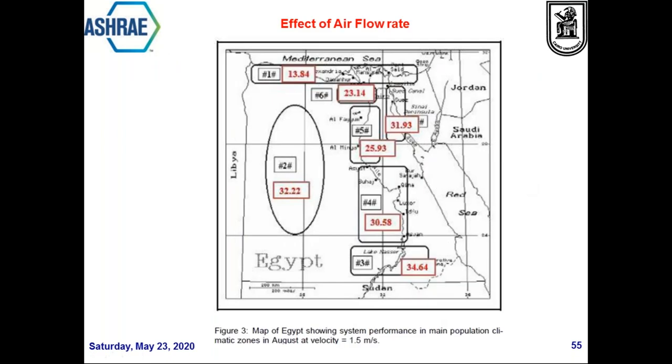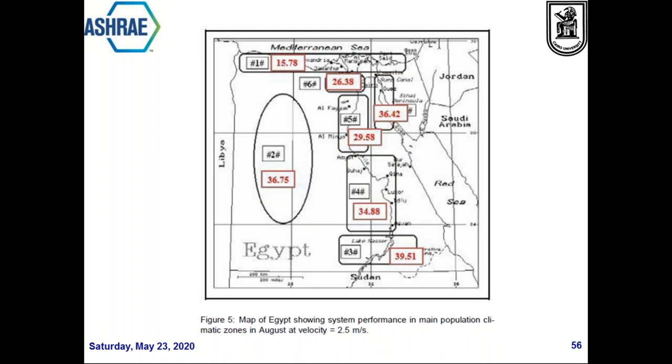Now, as I promised you, I will be speaking about the effect of the airflow rate. So instead of having a flow rate of 0.7 meters per second average velocity, we raised the air coming to the section to 1.5 meters per second. And here in August, we see that the energy efficiency ratio increased. Then we increased it further to 2.5 meters per second, which is the classical design air velocity that we use when we are doing air handling units. And here we have a further increase in the energy efficiency.